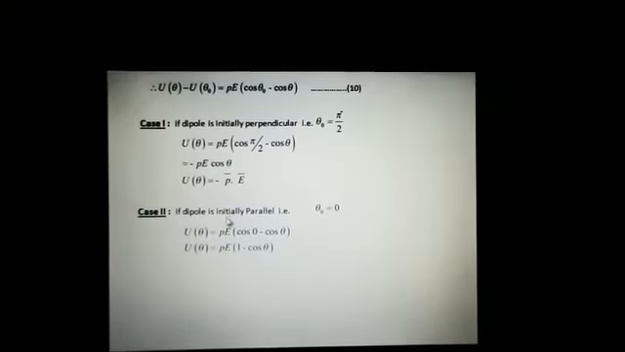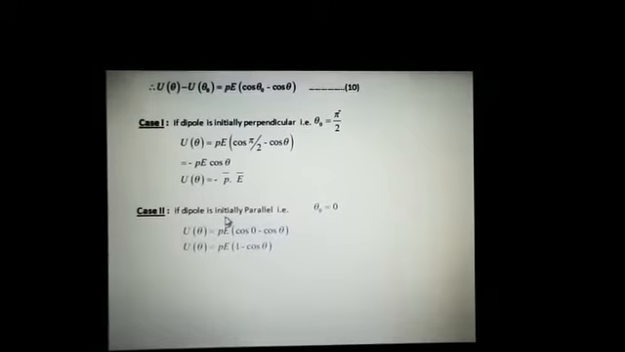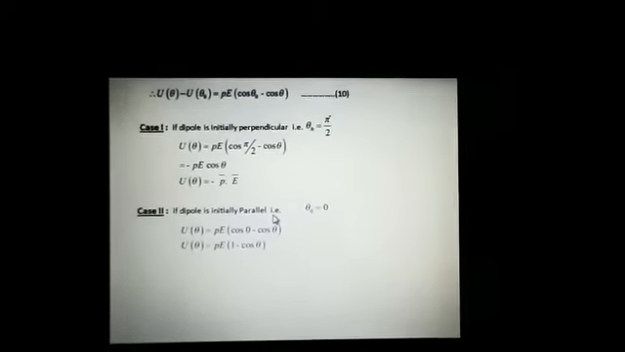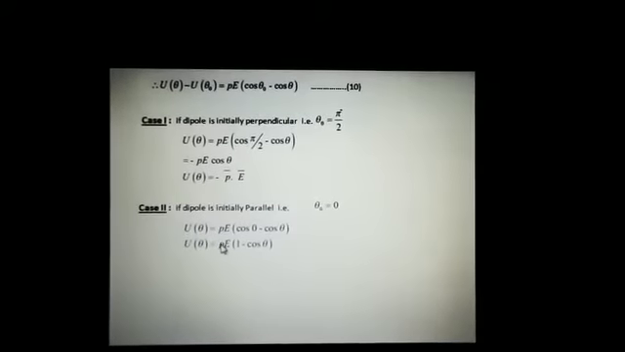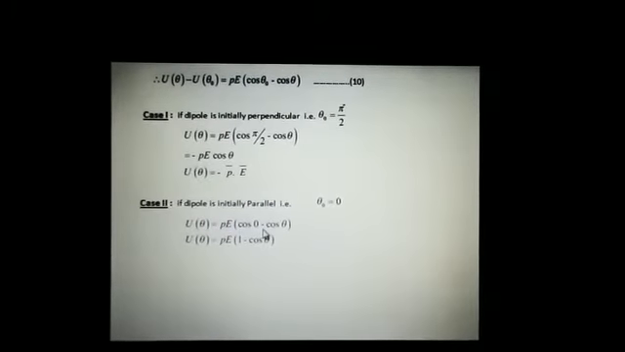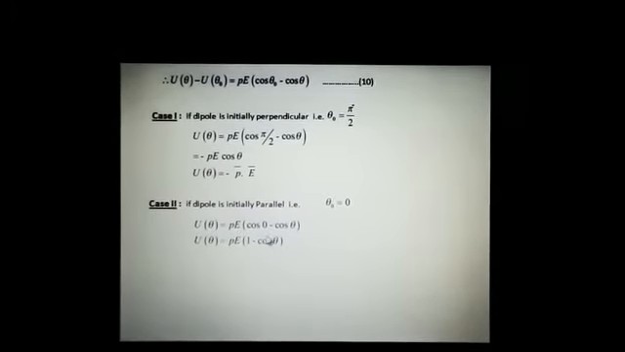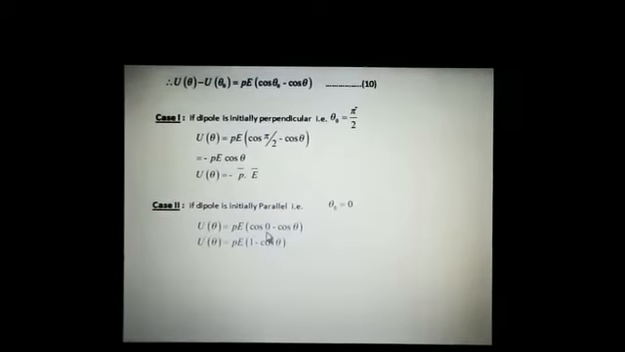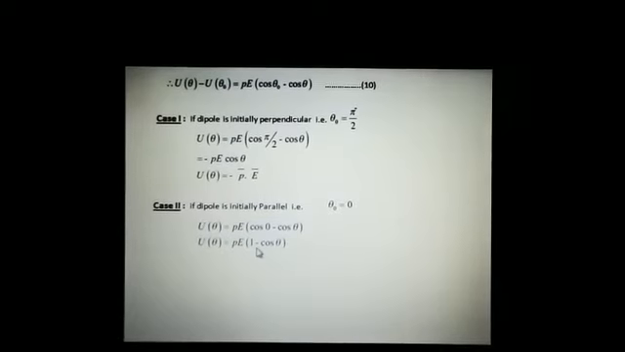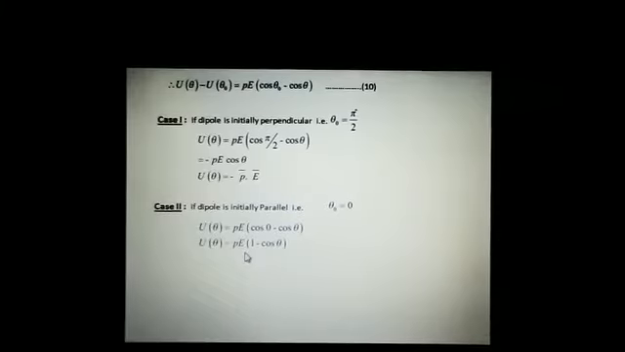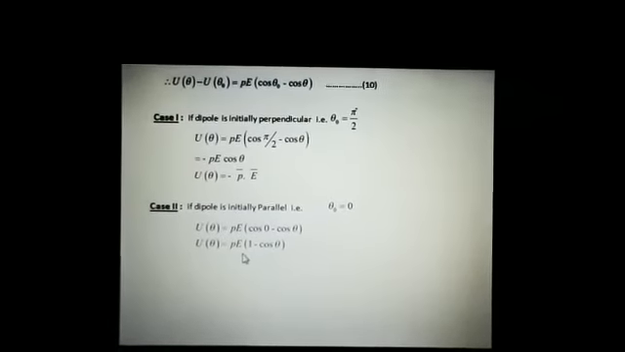If this dipole is initially parallel, then theta 0 is equal to 0, and U(theta) equals P E times cos 0 minus cos theta. As cos 0 is equal to 1, this equation becomes U(theta) equal to P E into 1 minus cos theta.